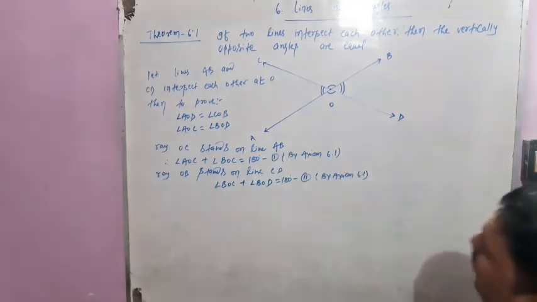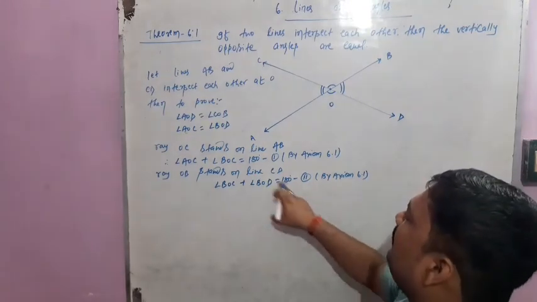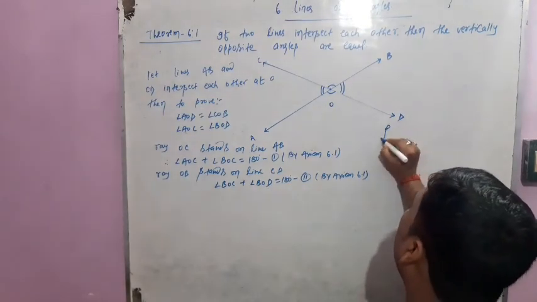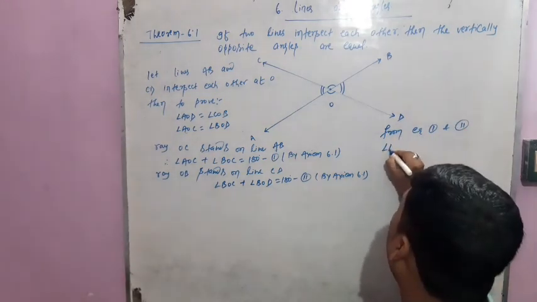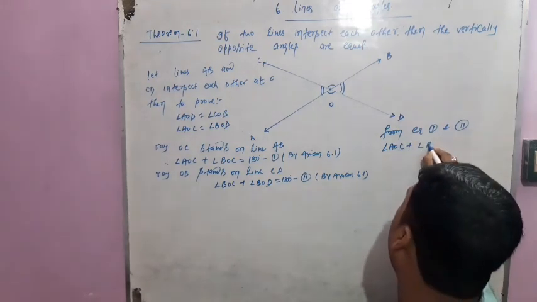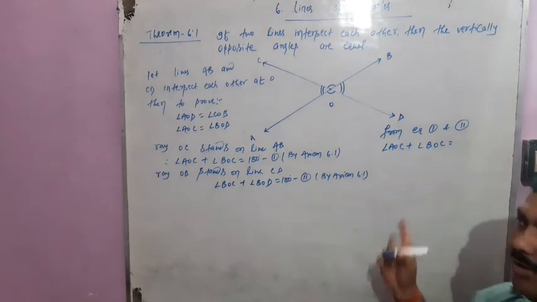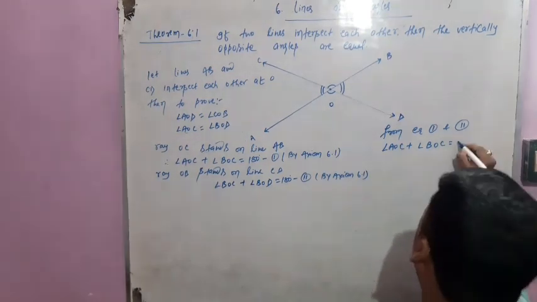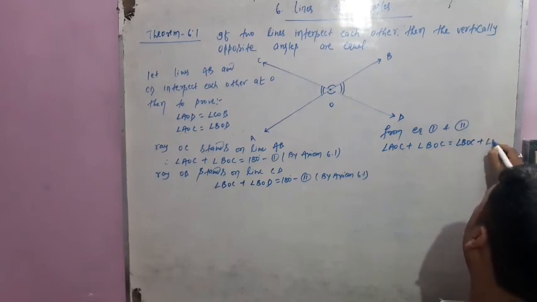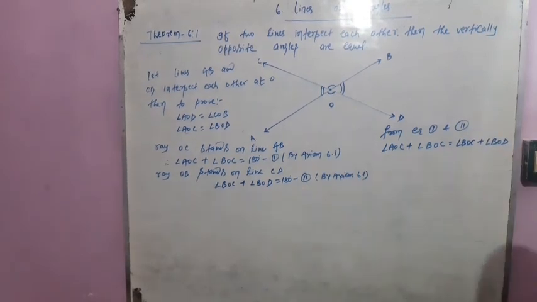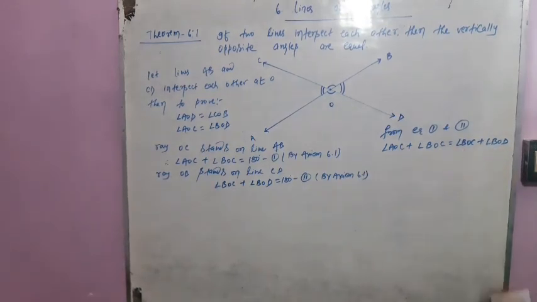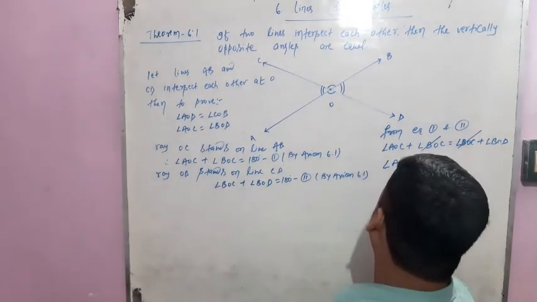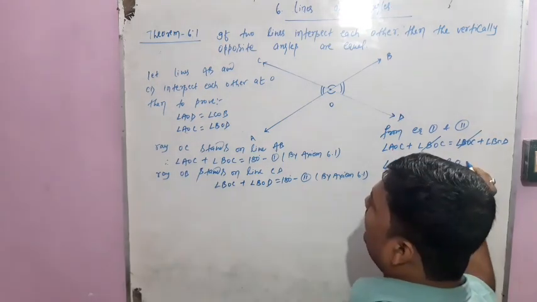Okay students, now looking at both equations, one side of both equations is equal, so we can write here from equations 1 and 2: the sum of angle AOC and angle BOC is equal to angle BOC plus angle BOD. Now out of these both sides, which angle is common? BOC. BOC is coming here and BOC is also coming here. So angle BOC and angle BOC will cancel each other. Now what remains here? Angle AOC is equal to angle BOD.